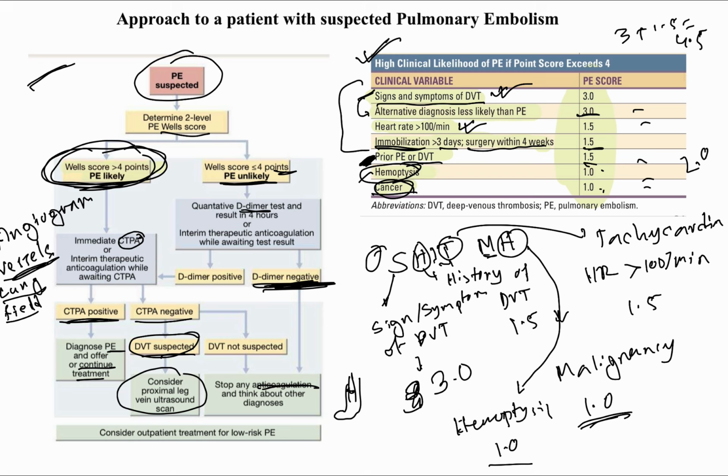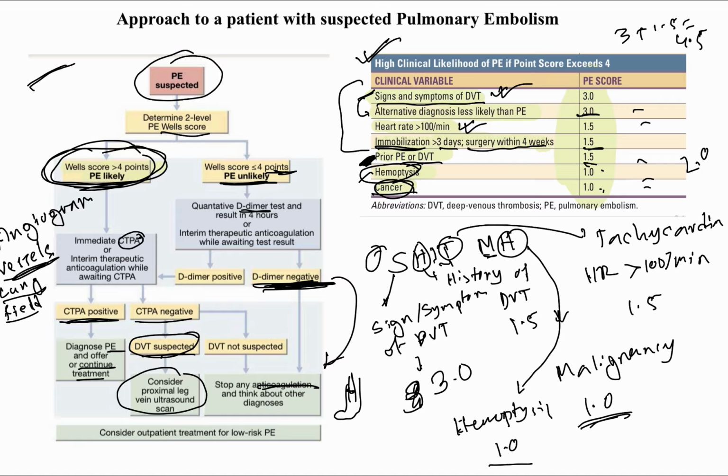So if the D-dimer is negative as well as the Wells score is less than or equal to 4 points, then we can safely say that the condition is not pulmonary embolism. So we can stop the anticoagulation therapy and we can think about the alternative diagnosis.